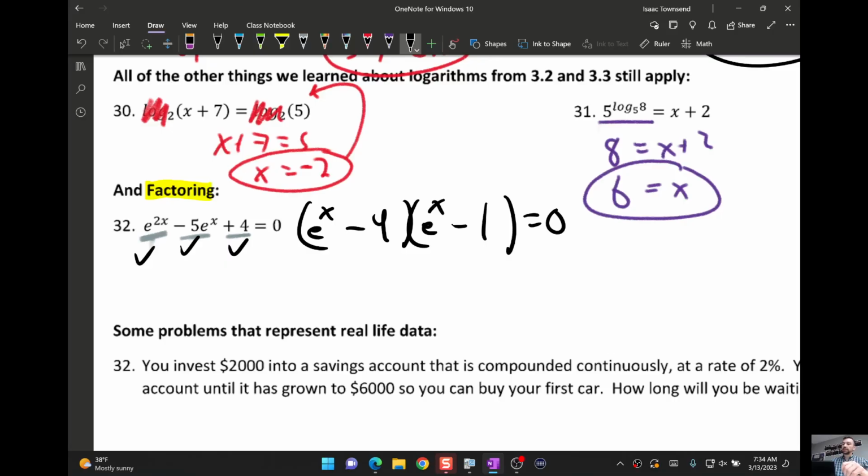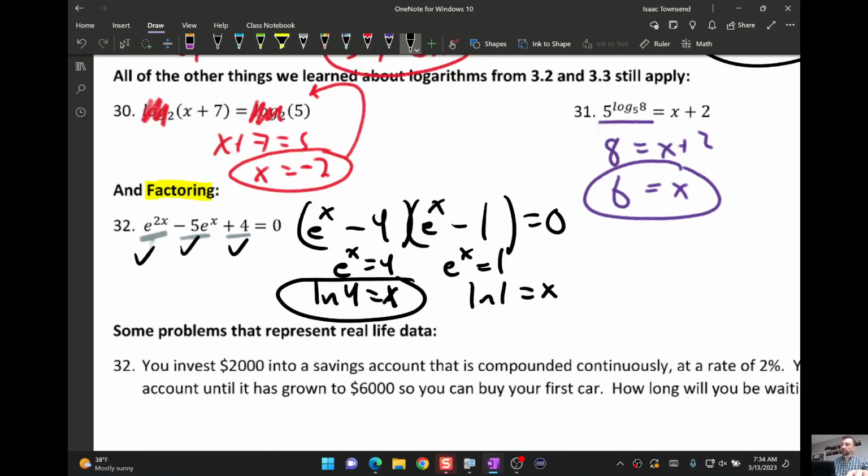Then just like any other quadratic that you did this on, if this times this equals 0, you should set this equal to 0 and solve, this equal to 0 and solve. This one you need to switch the forms before you get your answer. But natural log of 1 simplifies.